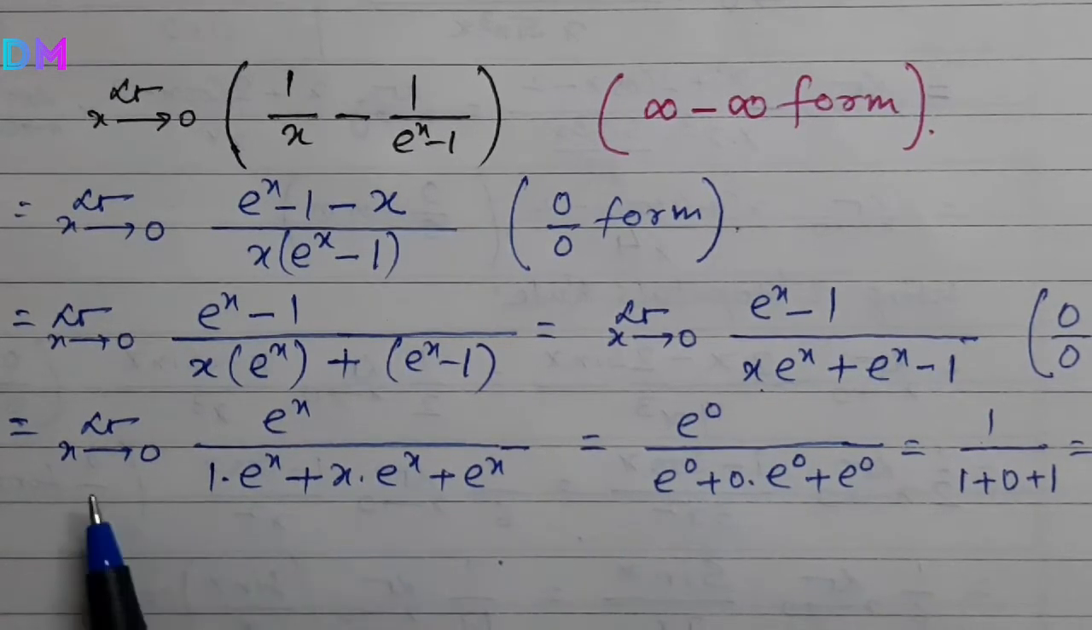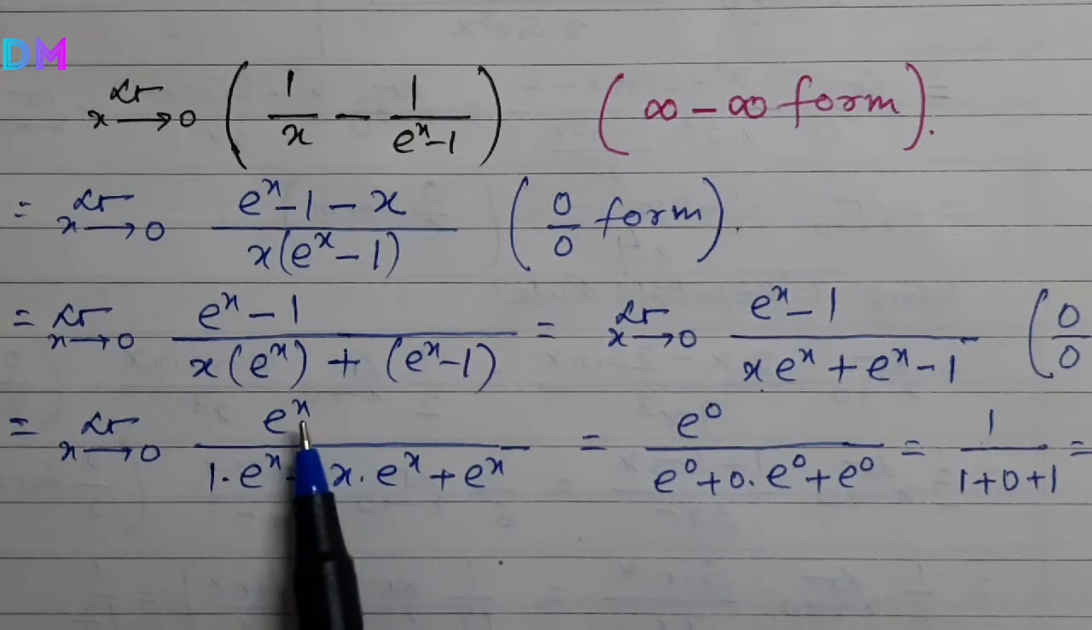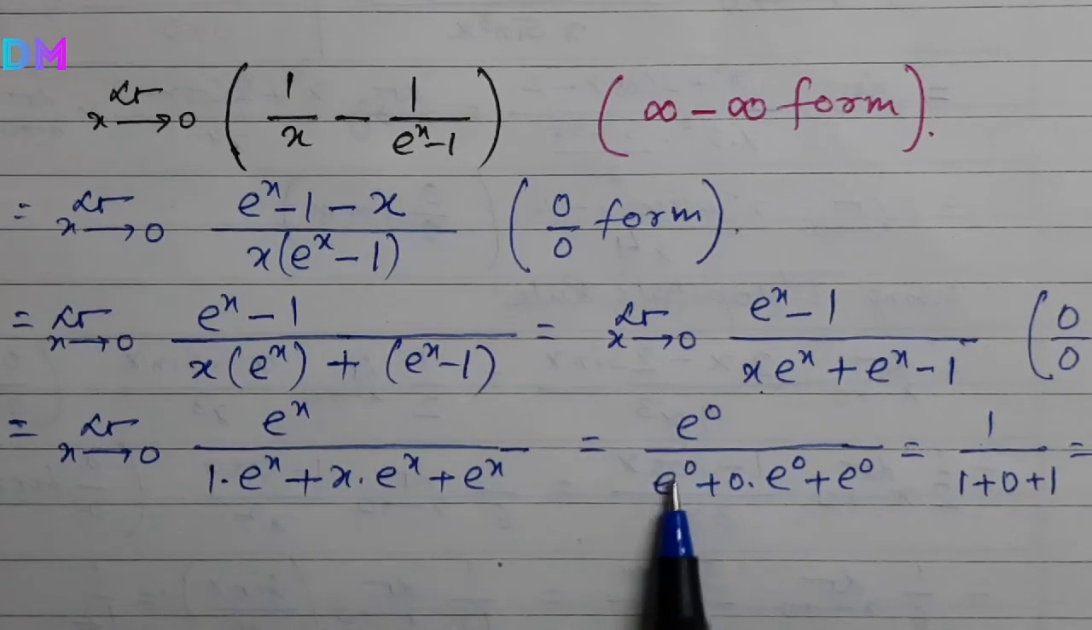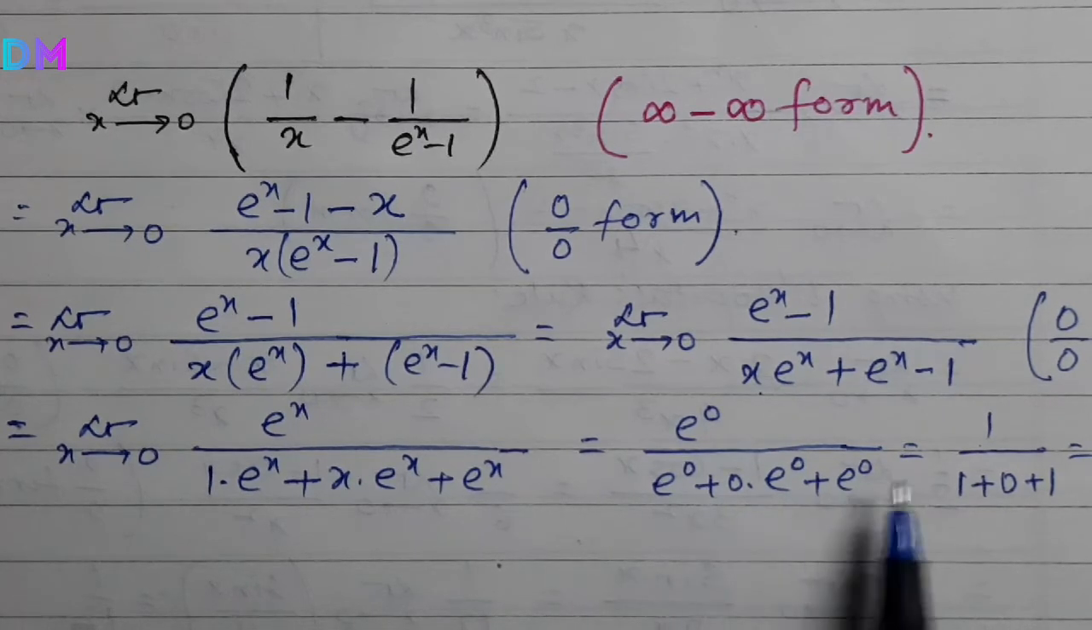So now if we put x equals to 0, let's see what happens. Because the numerator is not coming 0, it is e to the power 0 by e to the power 0 plus 0 into e to the power 0 plus e to the power 0. It is coming 1 by 2.